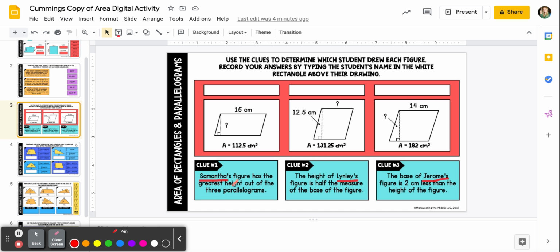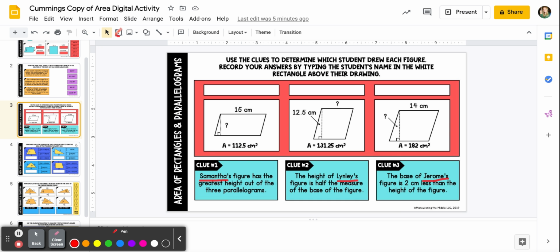So I'm going to read clue 1. It says that Samantha's figure has the greatest height out of all the 3 parallelograms. So you're going to have to figure that out. This one says the height of Lin Lee's figure is half the measure of the base of the figure. And this one says the base of Jerome's figure is 2 centimeters less than the height of the figure. So this one, all of them are giving us the area. We have to figure out either the missing base or the missing height.